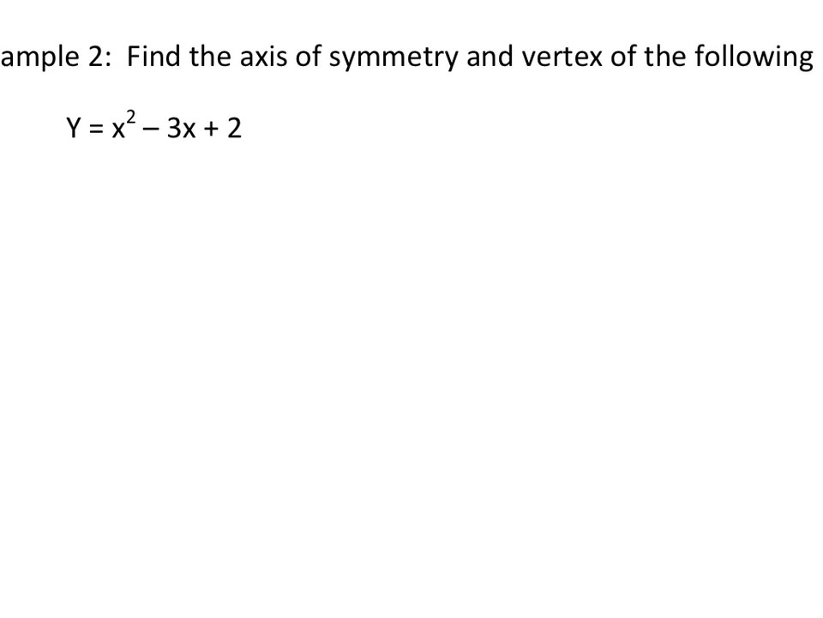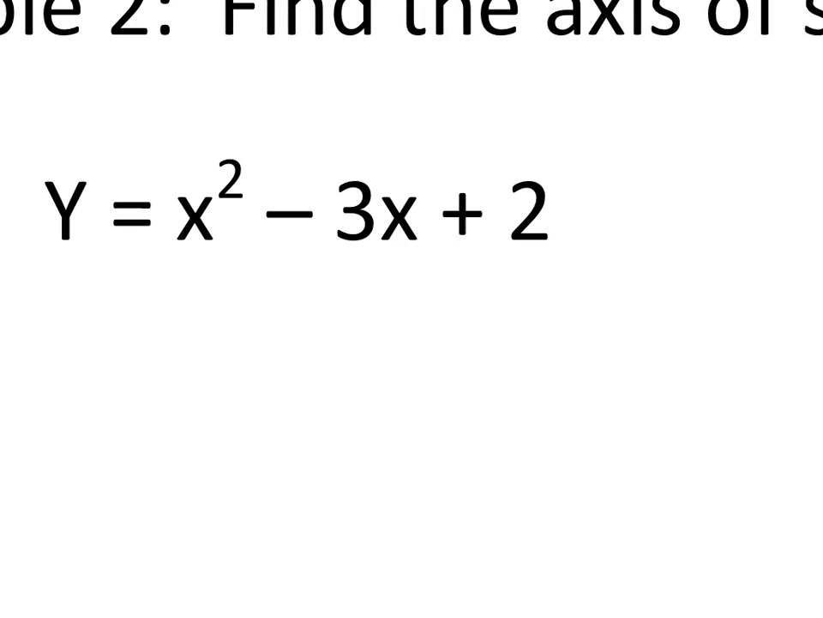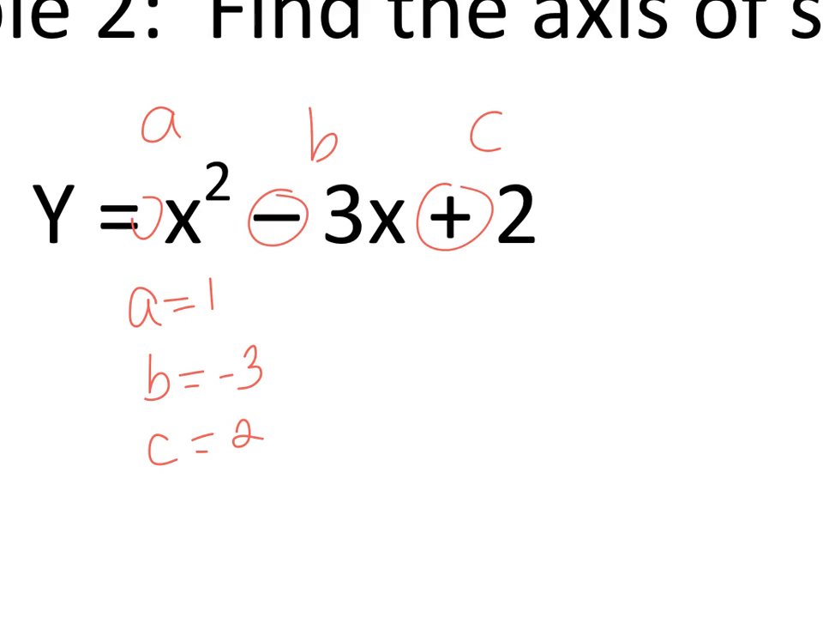So I have y equals x squared minus 3x plus 2. The first thing I do is write my a, my b, and my c. So I'm going to zoom in and do my a, b, c. You know me, 1, 2, 3. So a is equal to 1, b is equal to negative 3, and c is equal to 2. Negative 3, positive 2, positive 1. Circle those numbers. Make sure that you see the sign.